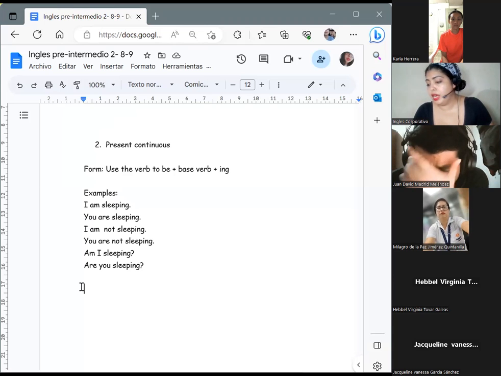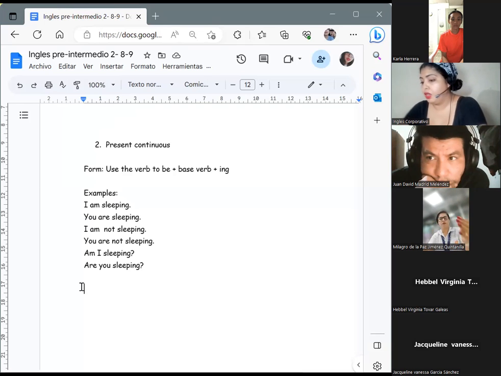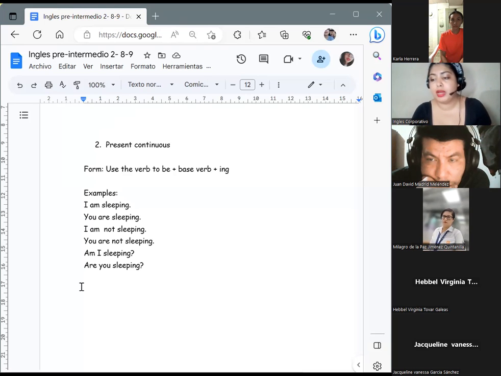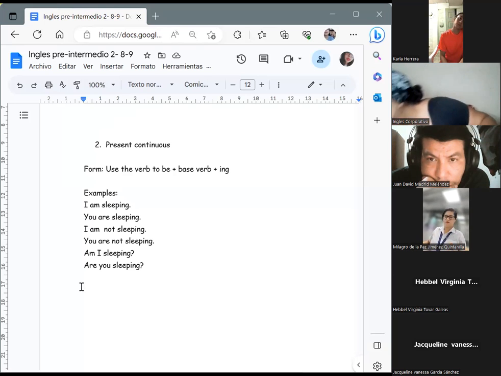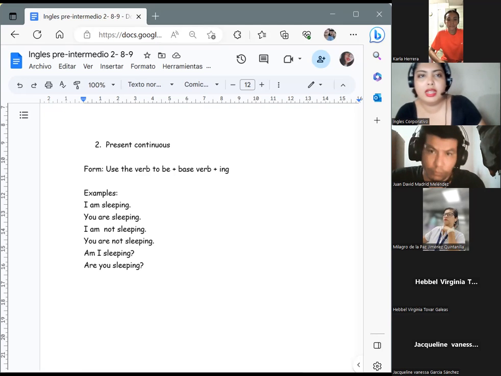So in this case, we have four different uses that we can have for this structure. We are going to talk about the four different uses, and also we are going to see some examples of them, as in the simple present. I'm sorry, give me a moment because I drew something and I need to pick it up.